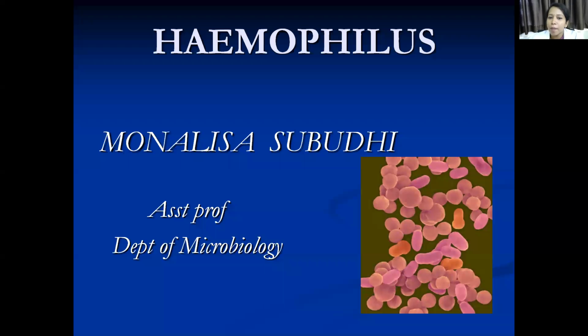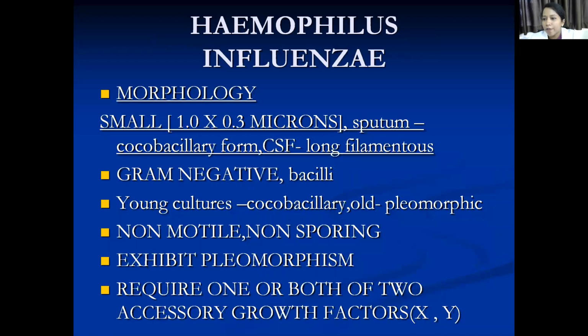Today's topic is Haemophilus. About the morphology of Haemophilus, first of all, we'll read. They are small bacilli. What are bacilli? They are rod shaped, right? So these are small bacilli, and they are cocobacillary forms. Cocobacillary means small bacilli are called cocobacilli.